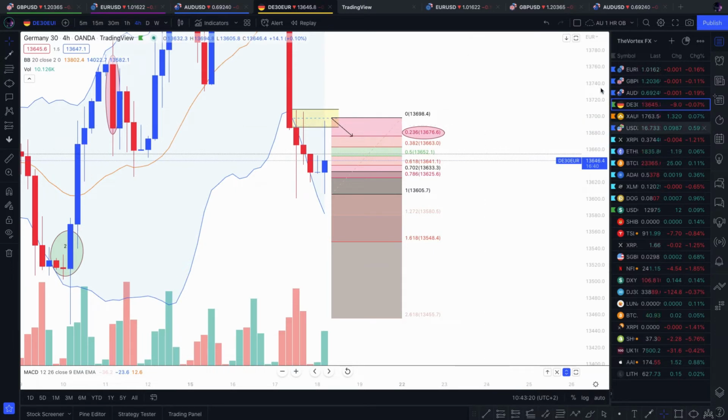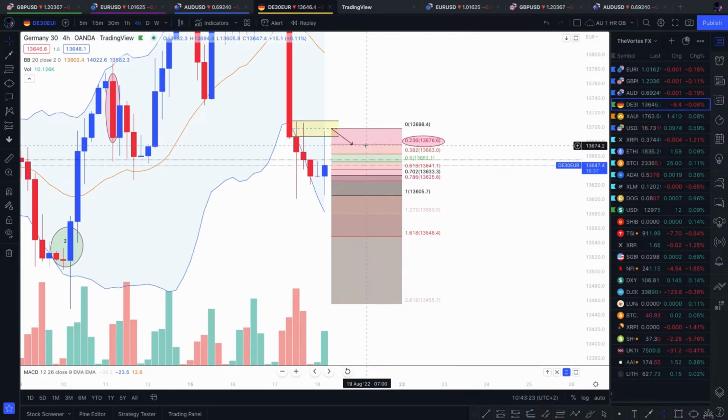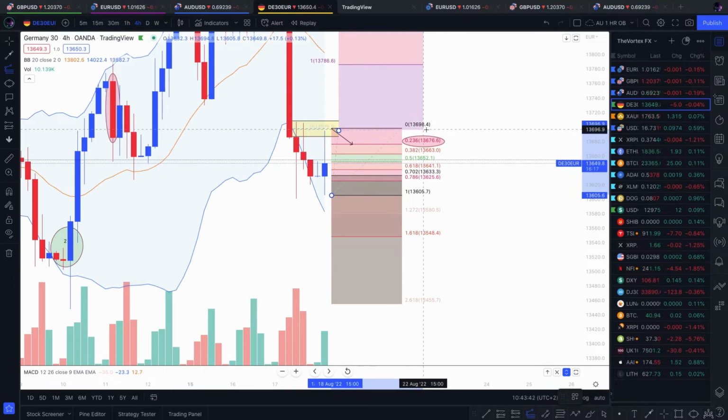Okay, once we see price retrace to this level, all right, we then put on our trend-based fib extension tool. This has 3 clicks in it. First click is the bottom of the engulfing candle. Second click is the top of the engulfing candle. And we then drag it out horizontally, just like this.